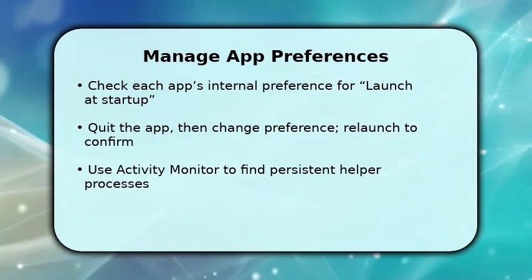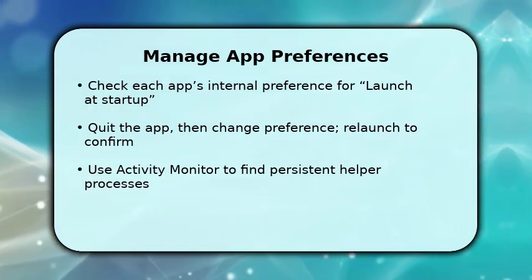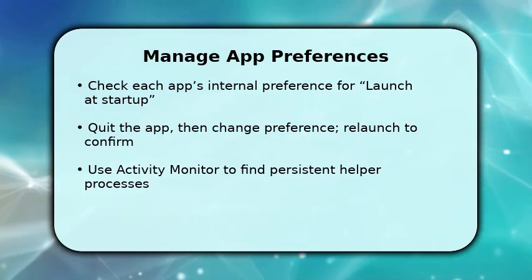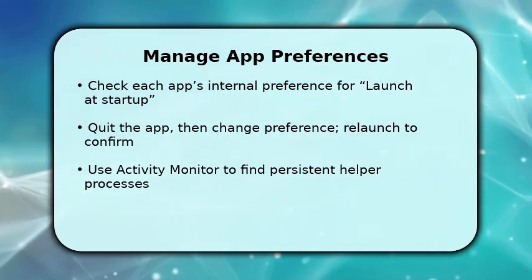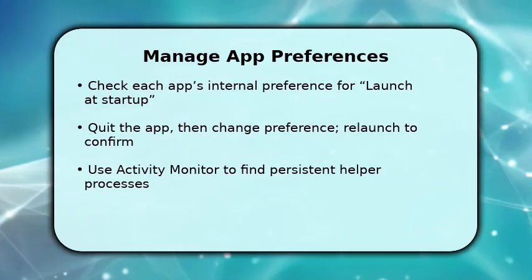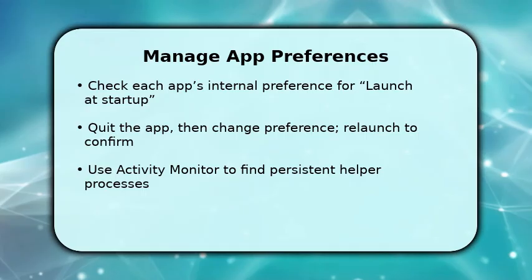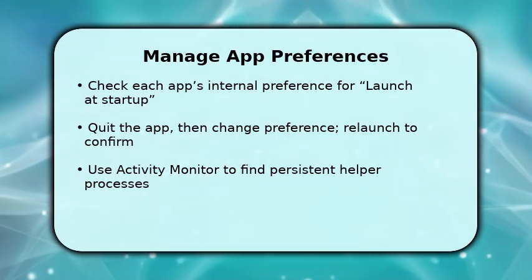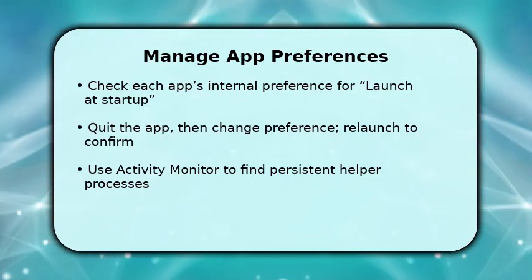Open the app's preferences or settings and look for options like Open at Login or Start on Boot. Toggle those off. Quit the app fully and relaunch to ensure the change persisted. If something keeps coming back, open Activity Monitor to spot helper processes and quit them, then remove any helpers from login items. This prevents apps from re-adding themselves silently.